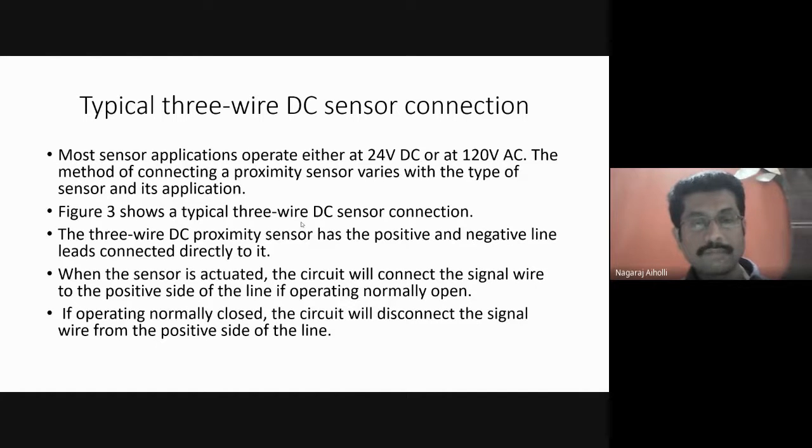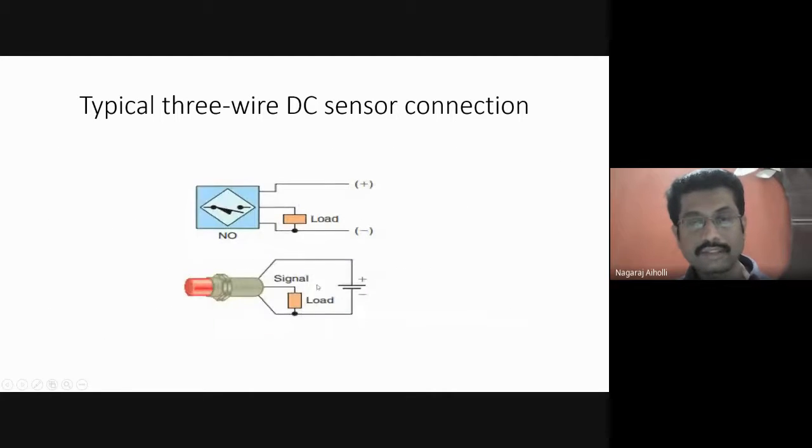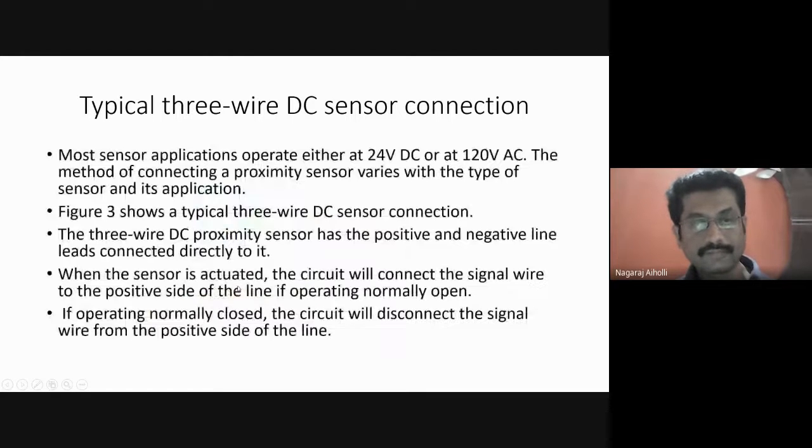The next figure shows a typical 3-wire DC sensor connection. The 3-wire DC proximity sensor has the positive and negative line leads connected directly to it. That is, positive is connected to the upper portion, and the bottom portion is connected to the negative terminal of the DC voltage. This is meant to energize the proximity sensor. Why are we using this DC supply here? To energize the proximity sensor. When the sensor is actuated, the circuit will connect the signal wire to the positive side of the line if operating normally open.